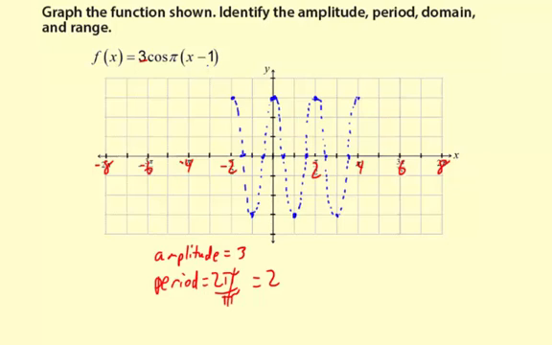Now we have this shift of 1 to the right, or a translation of 1 to the right. So that means every single point here is moving over 1. So I'm going to translate the key points first. 1 to the right, 1 to the right, 1 to the right, and this maximum here, 1 to the right. Now I'll translate the minimums 1 to the right. Okay, now I'll translate the zeros 1 to the right.